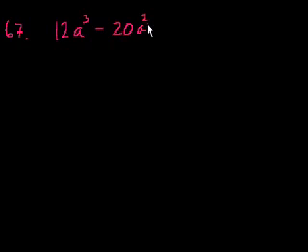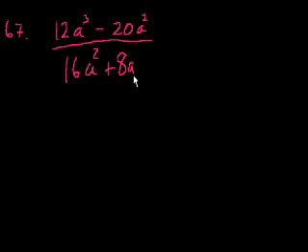Problem 67. Boy, this is good practice. They give a bunch of it. They say, what is, I'll just write it, 12a cubed minus 20a squared over 16a squared plus 8a reduced to lowest terms? So let's just try to factor out things on the top and the bottom and see what happens. So in the top, in the numerator, let me switch colors. See, both terms are divisible by 4 and a squared. So let's factor out a 4a squared.